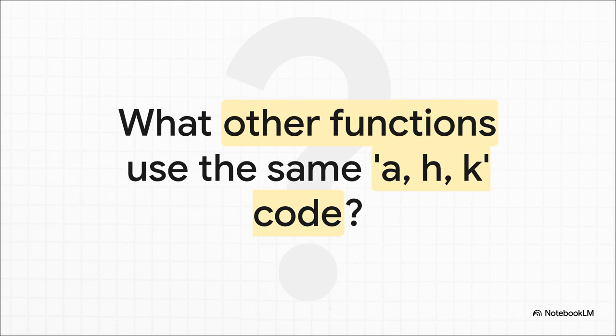Now that you've totally cracked this code for absolute values, I want to leave you with one last thought. This HK system, this isn't some one-off trick that only works for V-shapes. This is like a master key in the world of graphing. So the next time you run into a parabola, or maybe some other kind of function, take a closer look. You might just find a very familiar code hiding in plain sight, just waiting for you to crack it.